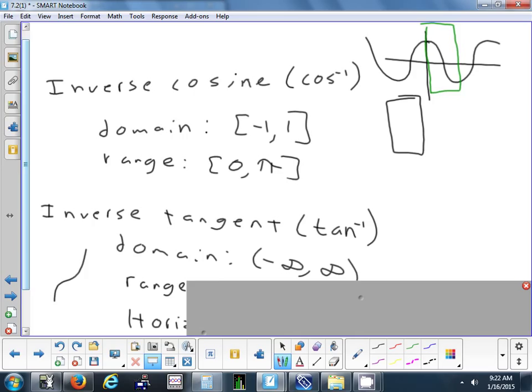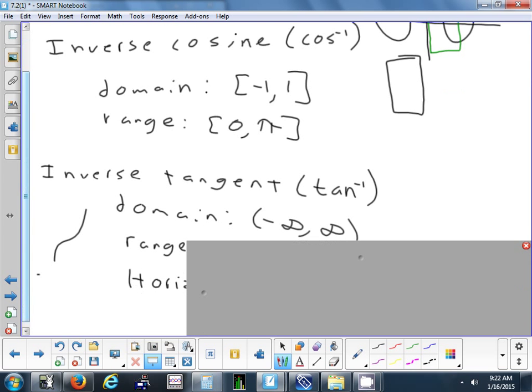What do you think is going to happen in inverse tangent? Yeah? You're going to have horizontal asymptotes. You're kind of going to get a graph where tangent is kind of going to be stuck in there.